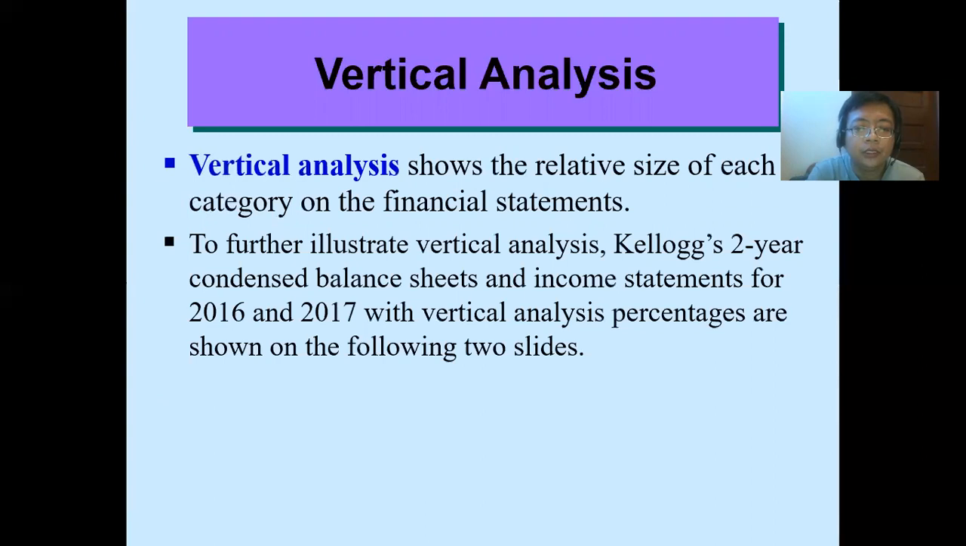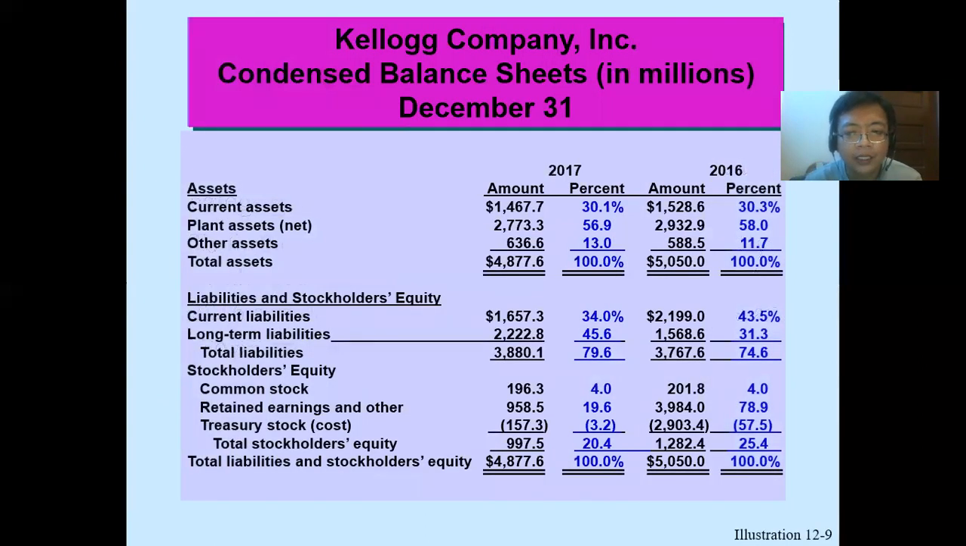For example, vertical analysis of Kellogg Company. As you notice, in 2017, where did the 30.1% come from? Meaning 1467.7 divided by 4877.6, because in your balance sheet, your denominator is always assets. Now you have 30.1. 2773.3 divided by 4877.6, you have 56.9. 1657.3 divided by 4877, you have 34.0. 196.3 divided by 4877, you have 4.0.